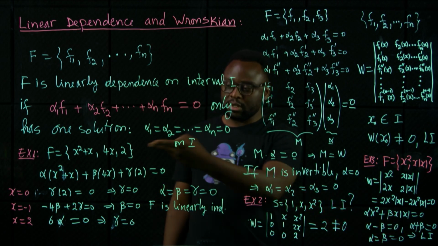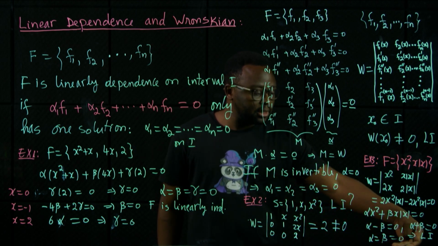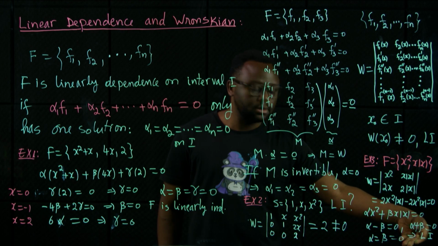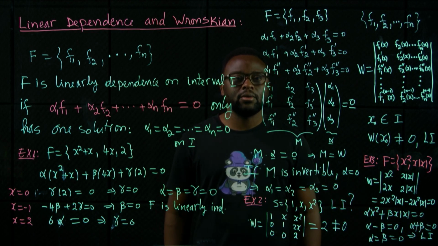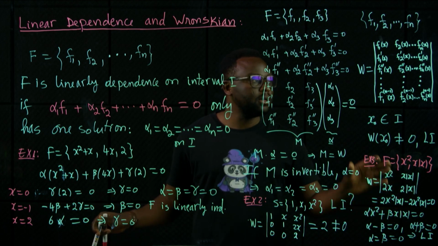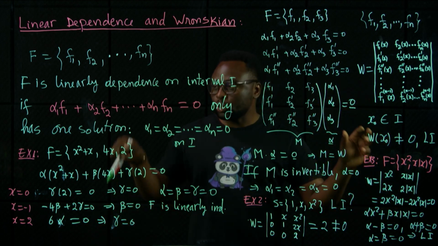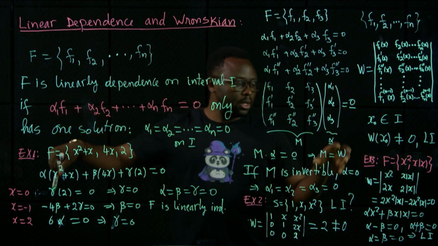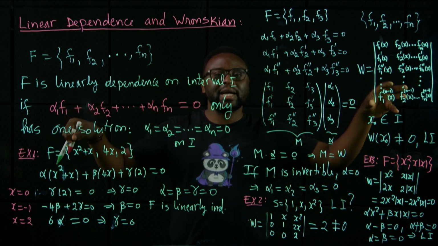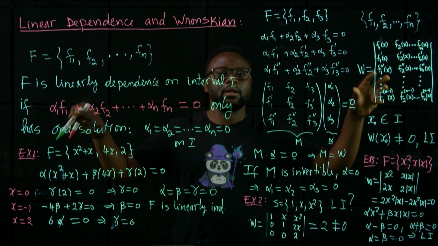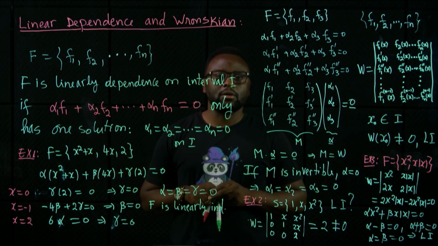When I check using the definition, I come to the conclusion that the system is linearly independent. So this is all for this video. I hope it is understandable. We will be using these two methods: this is the definition, and this is the Wronskian method, to show whether a set is linearly dependent or not. Okay, that is all. Thank you.